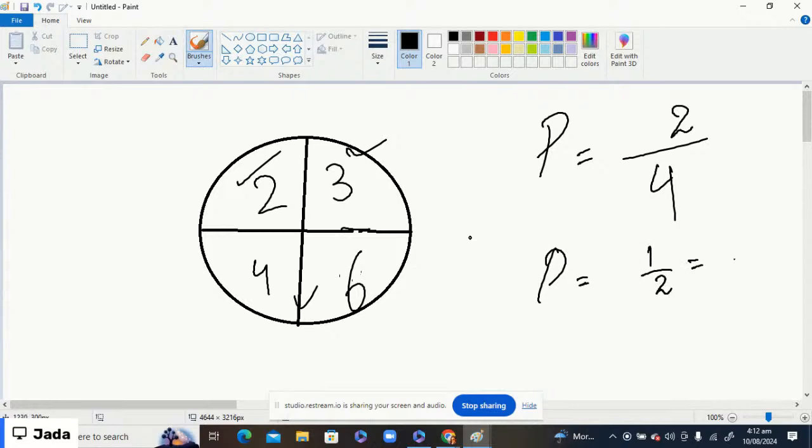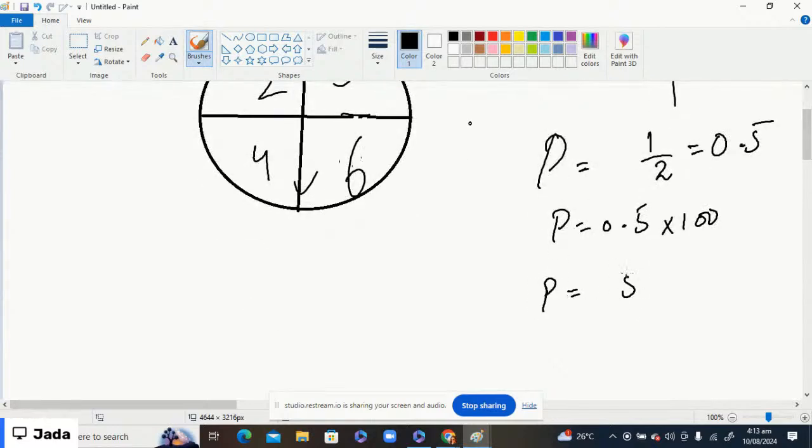Okay, and when you divide it, you find it out. So it's 1 by 2, and when you divide 1 over 2, what's your answer? It's 0.5. So P is equal to 0.5, and then you multiply with the 100. For percentage, I multiply with 100. So this is 50%. Understand? This is the way to solve that question. All right, let's do another.